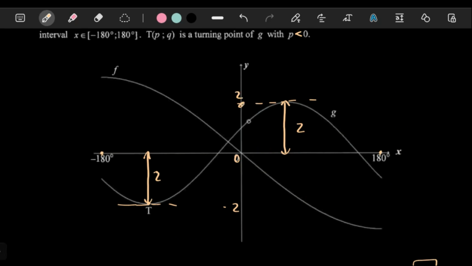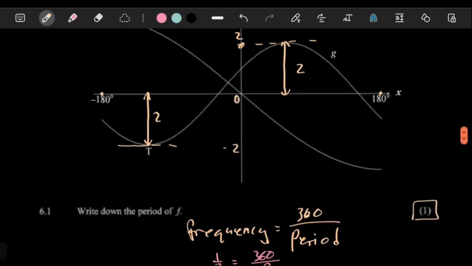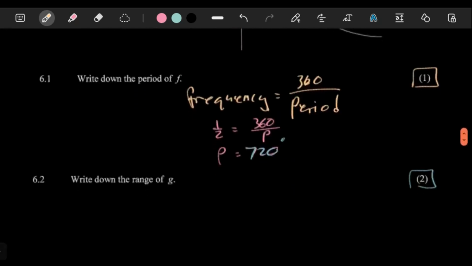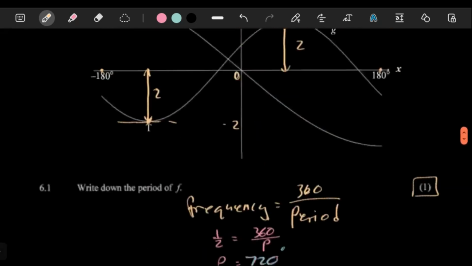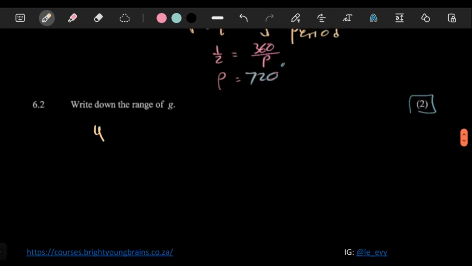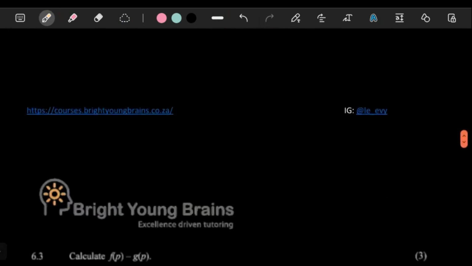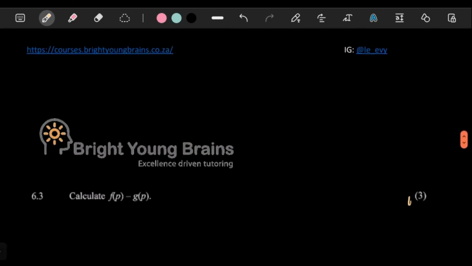So the range is from -2 to 2, where both the 2 and the -2 are included, because the graph does touch -2 and touch +2. So for the range, you're going to say y is an element of [-2; 2] with square brackets, because the graph does touch these points. Easy, 2 marks. Woo!